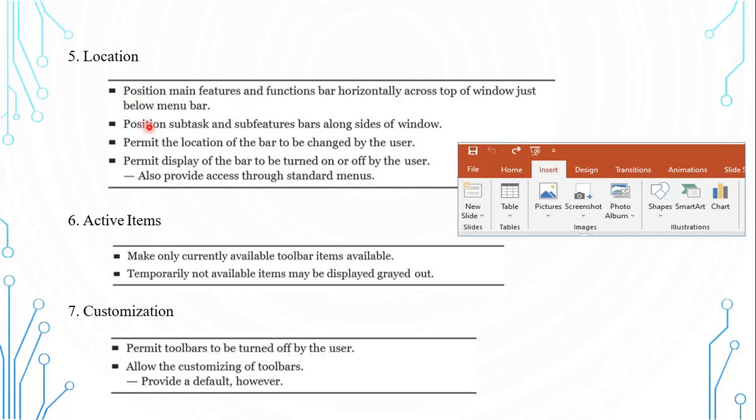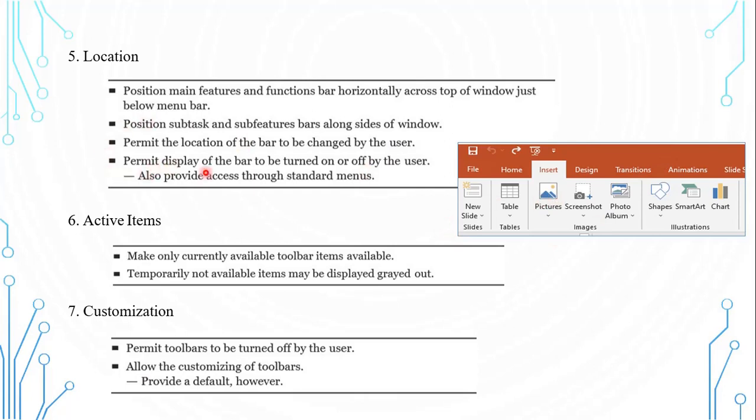Next, position the subtask and sub features bars along the sides of the window. Think that you have a very large window, and you can keep these subtask and sub features bars along the sides, maybe the left side or right side of the window. Permit the location of the bar to be changed by the user. So you have to give the user permission to change the location of the toolbar.